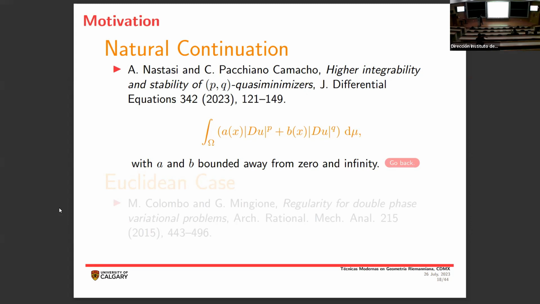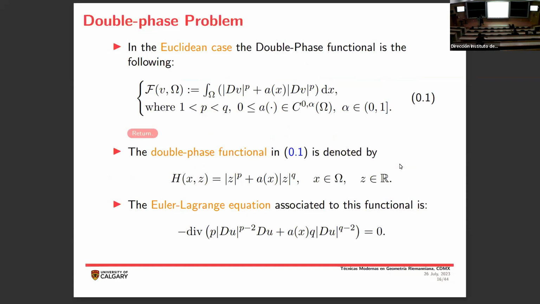But through working on this project, we asked, okay, what happens precisely when we allow the coefficient function besides the term with the biggest exponent to be 0? Which is precisely the double phase problem, right?